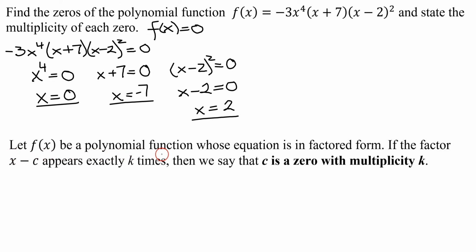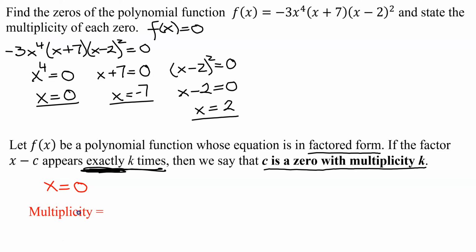Let f of x be a polynomial function whose equation is in factored form. If the factor x minus c appears exactly k times, notice exactly k times, then we say that c is a zero with multiplicity k. So our first zero was x equals 0. It came from the x to the fourth term in my polynomial. And how many times does x occur in the x to the fourth term? It occurs 4 times, so my multiplicity for x equals 0 is 4.